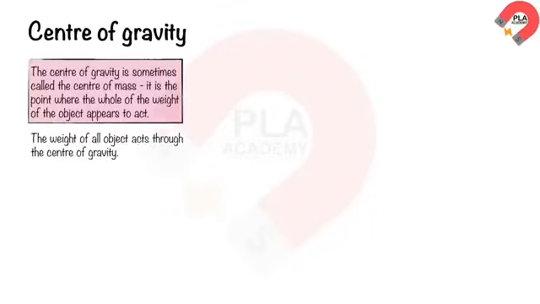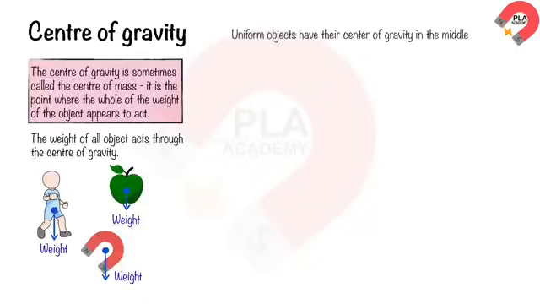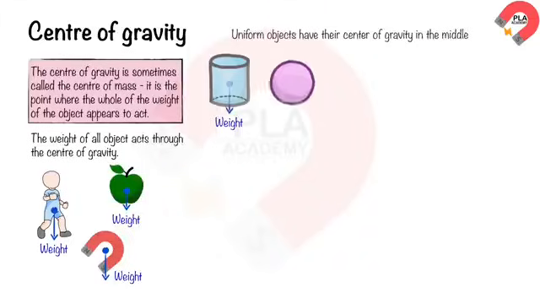For example, the center of gravity of a human is about here. The center of gravity of an apple is about here. The center of gravity of a magnet is here. A uniform object's center of gravity is at the middle of the object. For example, a uniform cylinder has its center of gravity here. A uniform sphere has its center of gravity at the center.